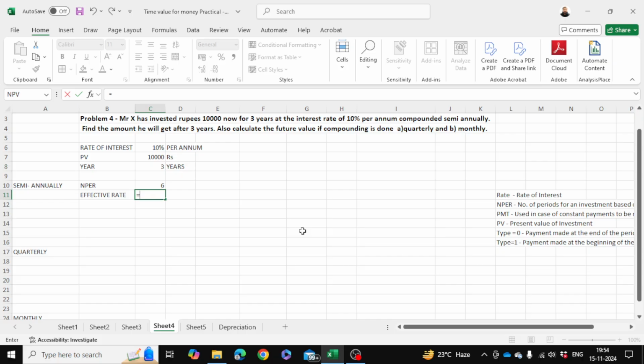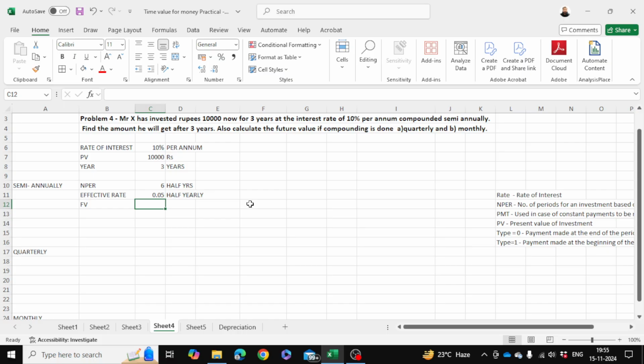And rate of interest for half year will become whatever the rate of interest is, divided by 2, so it will become 0.05. 6 half years, right? And half yearly. I can write it down for your reference. You can mention it in the rest of the questions yourself.